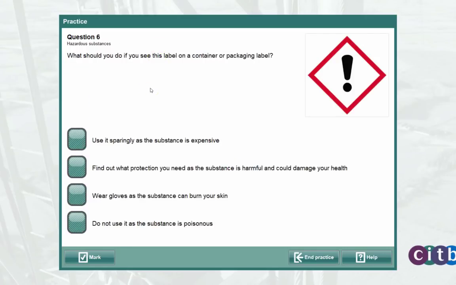What should you do if you see this label on a container or packaging? Use sparingly, as substance is expensive. Find out what protection you need, as the substance is harmful and could damage your health. Wear gloves, as the substance can burn your skin. Do not use it as the substance is poisonous.